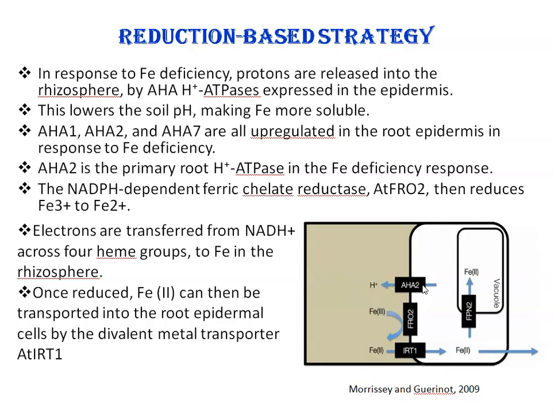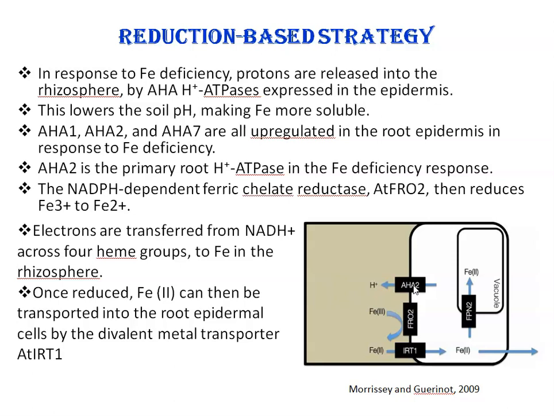Now, what is this AHA? A, Arabidopsis, H, protons, and A, ATPases, right? Actually, these form a family of proteins in plants. For example, in Arabidopsis, there are 11 functional plasma membrane proton ATPase family members, denoted by AHA1 to AHA11, right?